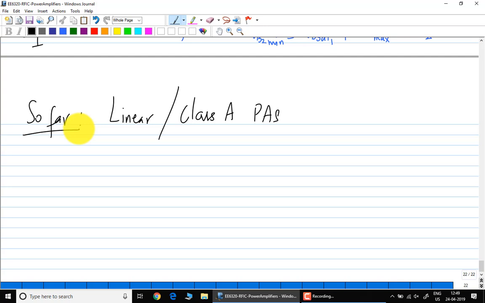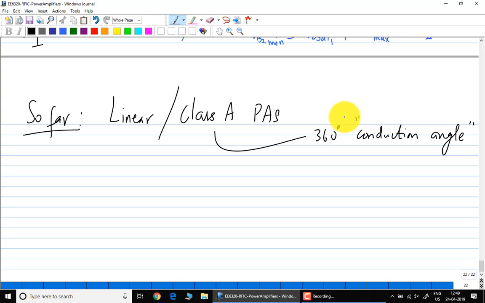So the way this is class A, you define it in terms of the angle of conduction of the device. Angle of conduction means the current flows through the device for how much portion of the clock cycle, of the input periodic cycle. Okay, so in the case of class A, you describe it as having 360-degree conduction angle. The device never stops conducting throughout the cycle.